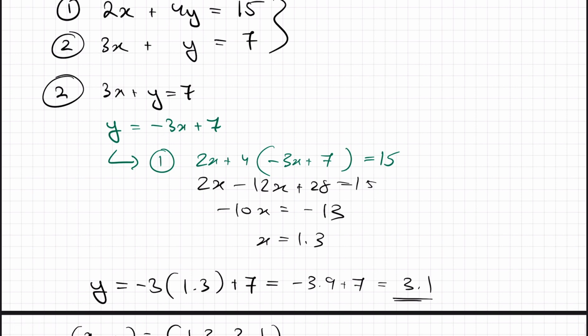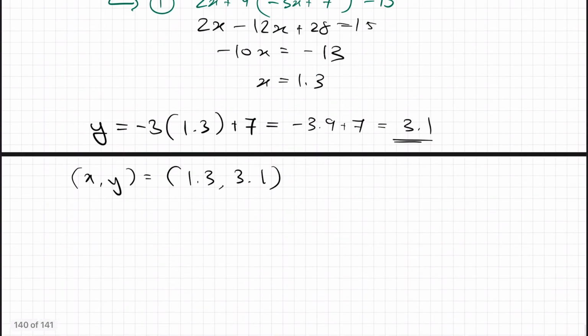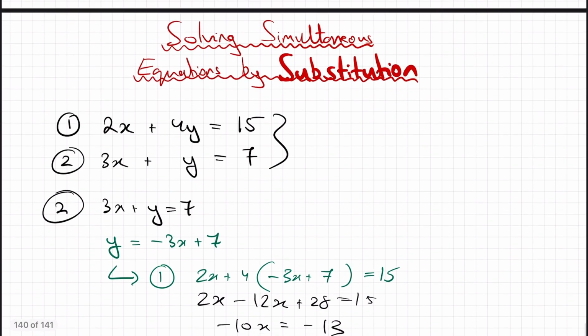Let's make sure that's right. So 2.6 plus 12.4 is 15, and 3.9 plus 3.1 is 7. So yeah, that's how you substitute.